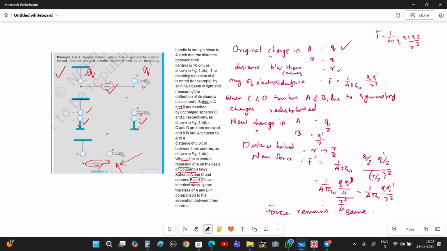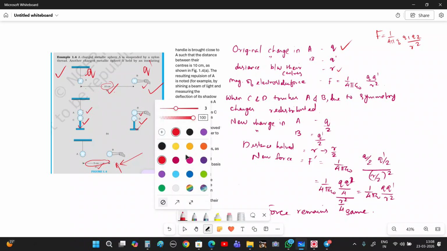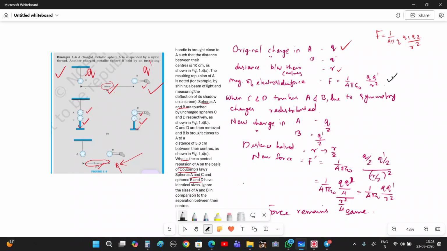So just substitute the values here. You will get the electrostatic force in this case as F is equal to 1 by 4 pi epsilon 0, Q Q dash by R square. This is up to the first case. After that, they take C and D closer to A and B, getting them in touch. So what happens when these charged spheres come in contact with each other? Redistribution of charge happens. Charges will flow from one to another until the charges in them become equal.